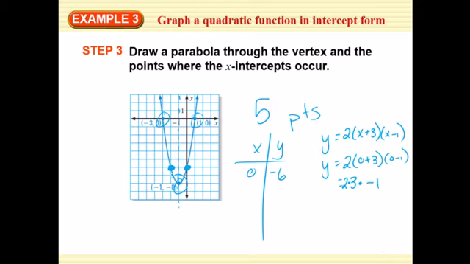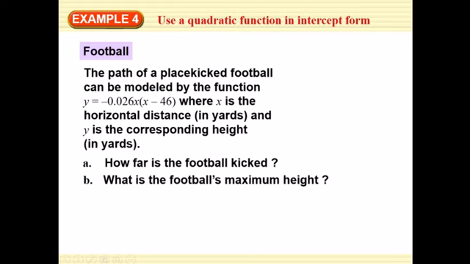And then you would reflect it over the axis of symmetry. 5 points gives you a much better picture, all right? That's going to be easier to draw an accurate curve. So let's continue on with example 4.